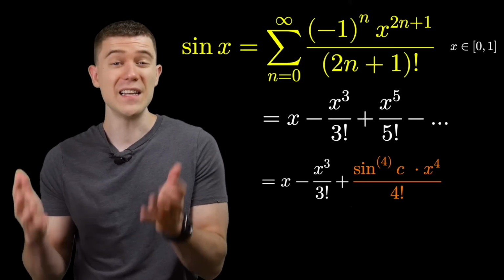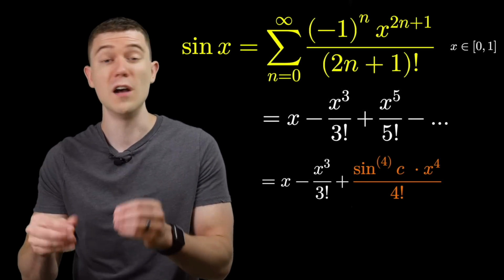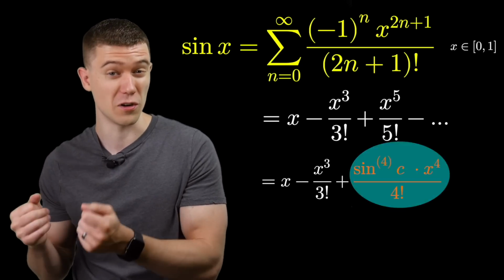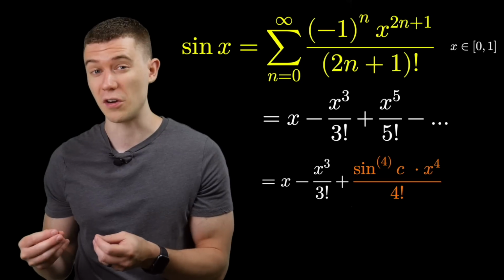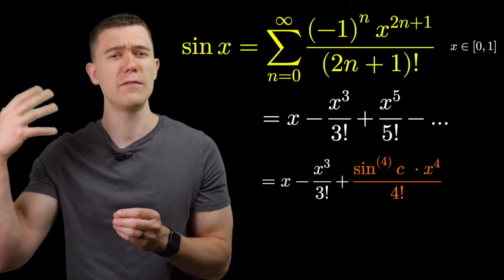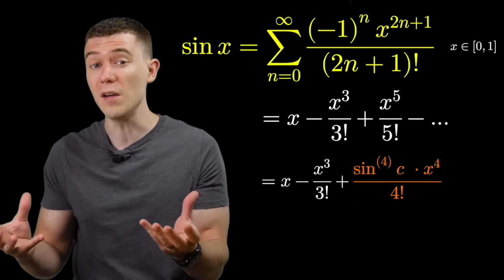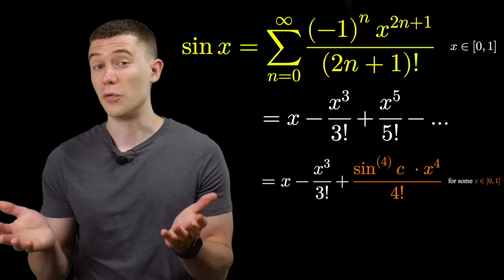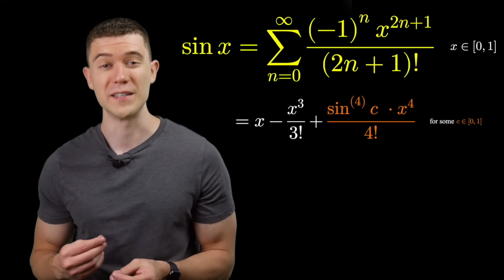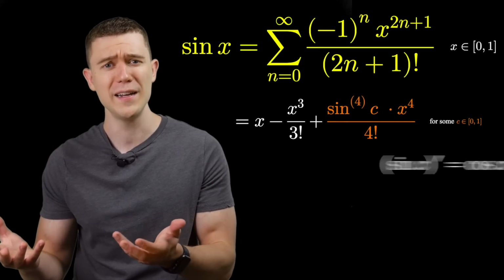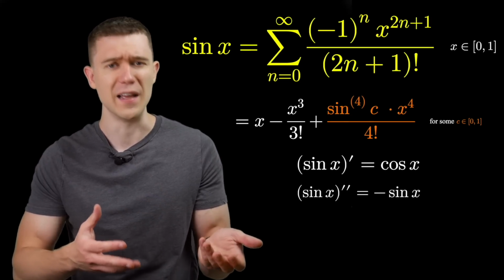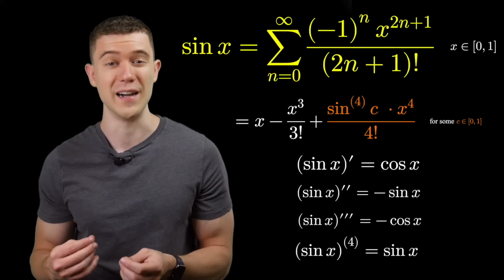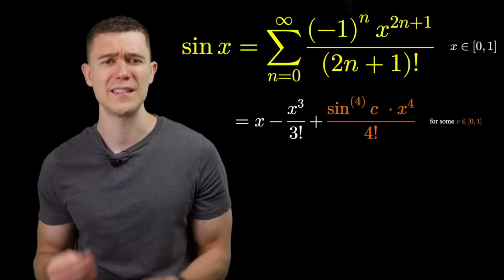That theorem says essentially that if we cut off our sum at the third degree term, then we need to add on a remainder, an error term if you will, that is a fourth degree term. So that term would be sine fourth derivative evaluated somewhere in our interval 0 to 1 times x to the fourth over 4 factorial. Fortunately, we know how to take four derivatives of sine x. The first derivative would be cosine, and then negative sine, and then negative cosine, and then positive sine once again. So the fourth derivative of sine x is simply sine x, or in this case sine of c.